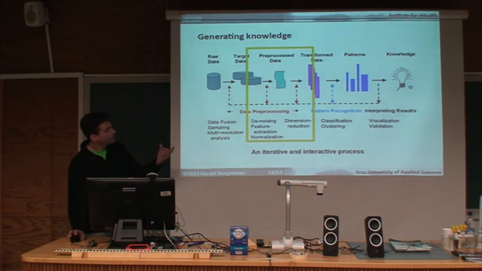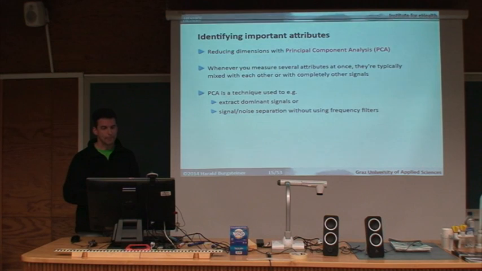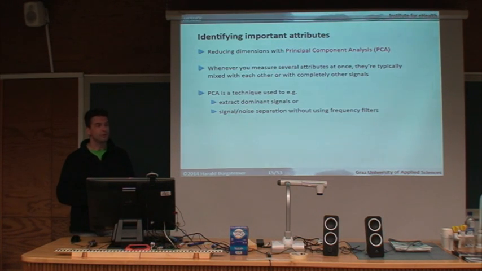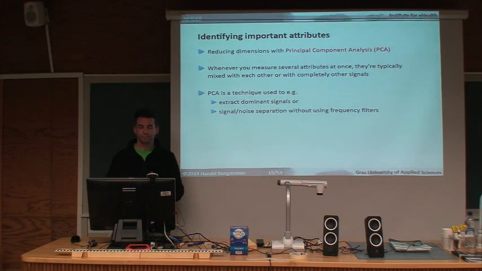So first I'll start with denoising, dimension reduction, and just tell you in a few words about two typical algorithms that are being used in this area. If you have typically not only one signal, but you are recording an ECG or an EMG on a body, you typically have many sensor readings. And in some cases, it would be necessary for you to only filter out what is the dominant signal of all this. So this is where the principal component analysis comes in.